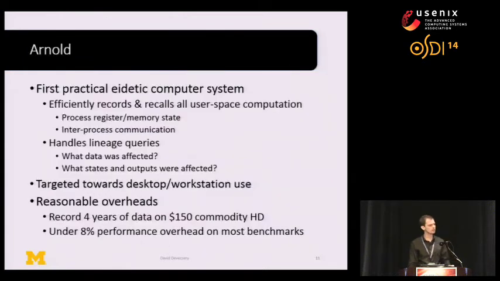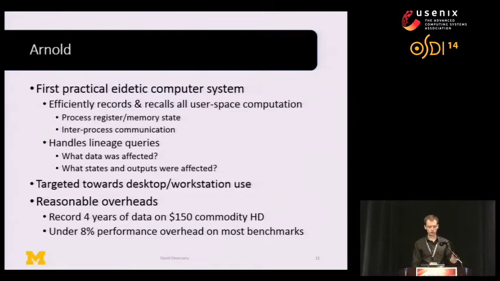So today I'm going to talk to you about Arnold. Arnold is the first practical eidetic system. It efficiently records and replays all user space computation. This includes process, register, and memory state, inter-process communication, including file system communication. Arnold can also handle these powerful lineage queries I've talked about that made the motivating examples so useful. Arnold's targeted towards desktop workloads, and on desktop workloads, it has very reasonable overheads.